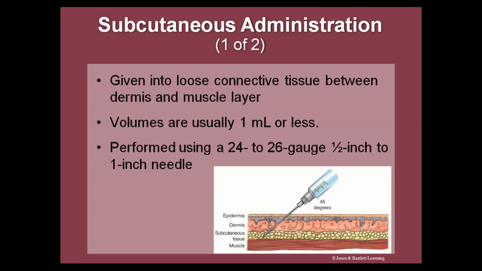Subcutaneous is going to be a smaller volume with a smaller needle, and is introduced below the skin and above the muscle. It is given in volumes usually 1 milliliter or less, with a 24 to 20 gauge needle.